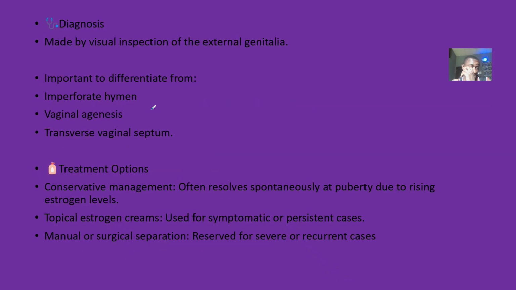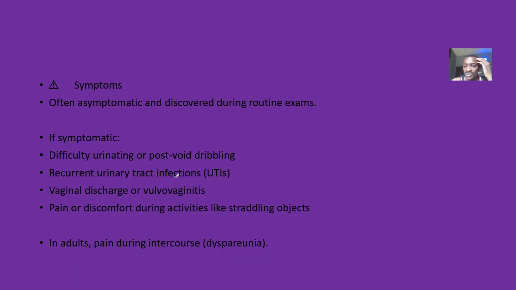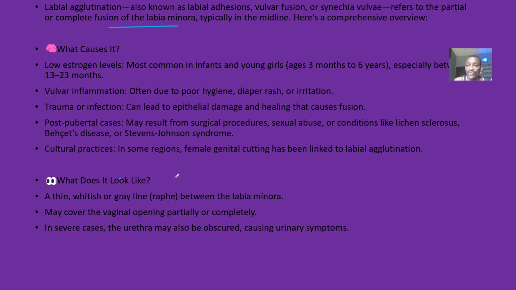Okay, so you see that it's important to differentiate from imperforate hymen, differentiate from vaginal agenesis, differentiate from transverse vaginal septum. Okay, so treatment, sometimes it can resolve spontaneously once they hit puberty, or sometimes you have to topically use estrogen, because low estrogen levels is one of the issues. So you can get estrogen creams and apply. Okay, so sometimes they have to go into a surgery where they can manually recorrect or reconstruct that area.